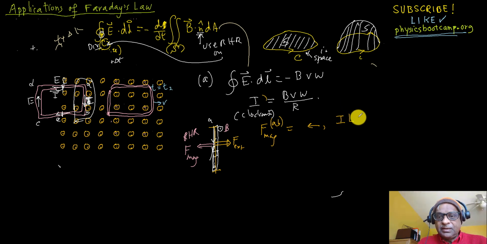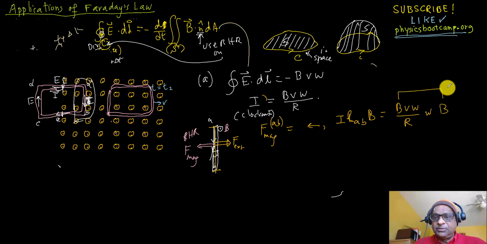I L. L will be the length A to B, so I L B, where B is the magnetic field. The current I is equal to B V W over R, and L for A to B is W, and then B. So there's a factor of B, a factor of V and a factor of W, so this is equal to B squared V W squared over R.